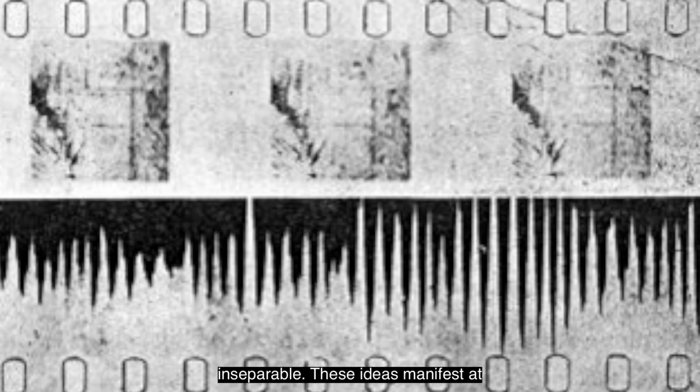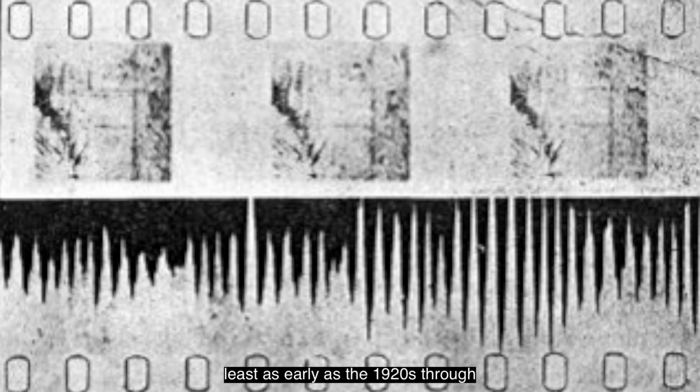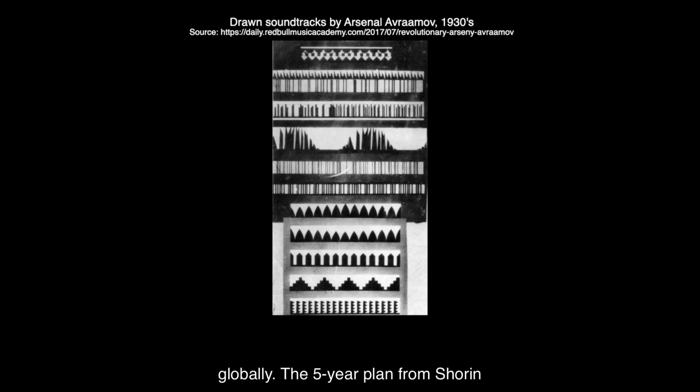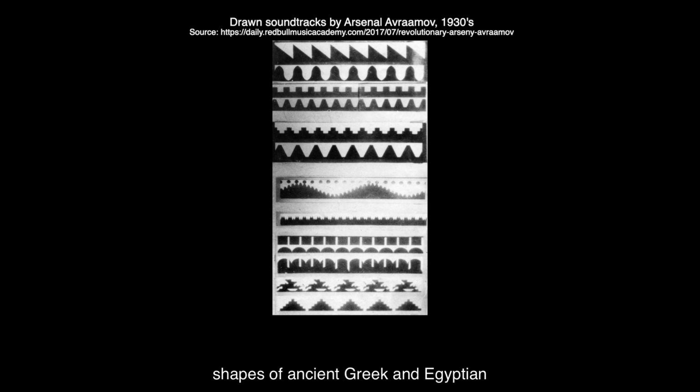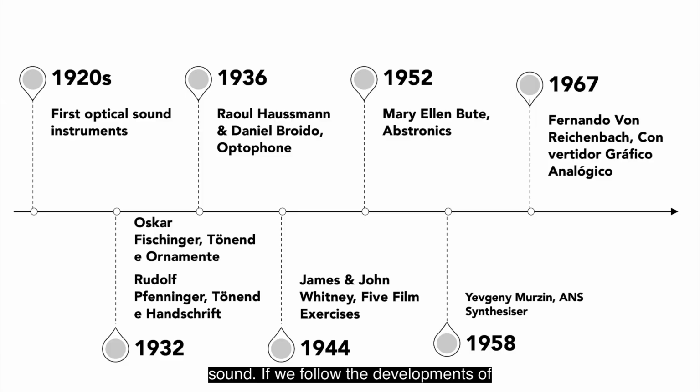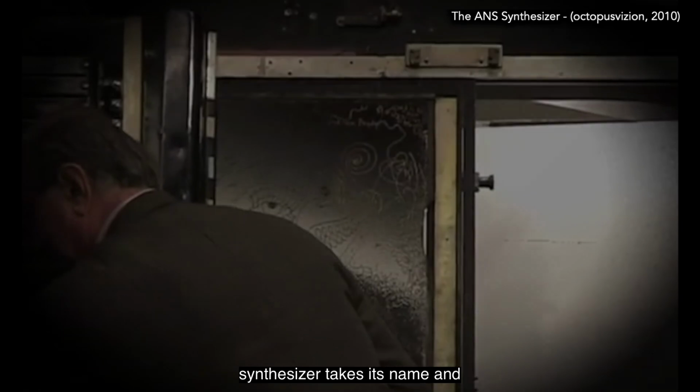These ideas manifest at least as early as the 1920s through technology, where we start to see early sound-on-film systems emerging globally. The 5-year plan from Shorin's Central Laboratory of Wire Communication in Leningrad is a good example of early explorations with such a system, where shapes of ancient Greek and Egyptian ornaments were used as a basis for shaping and synthesizing sound.